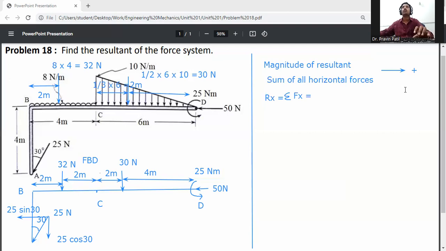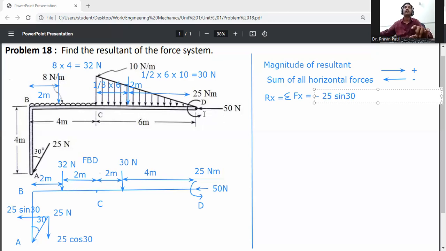If the direction of force is on the left side, it will be negative. So summation Fx. First of all, at point A, it is 25 sine 30, going left side, so minus 25 sine 30. That's why it will be minus.